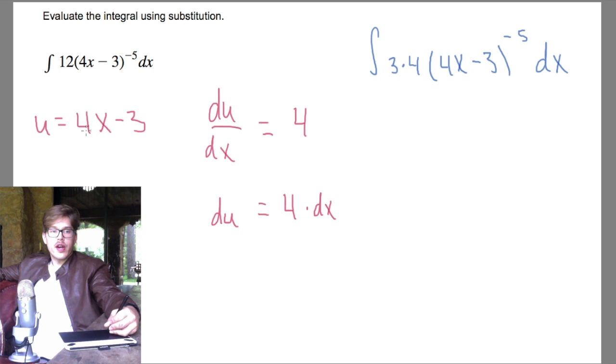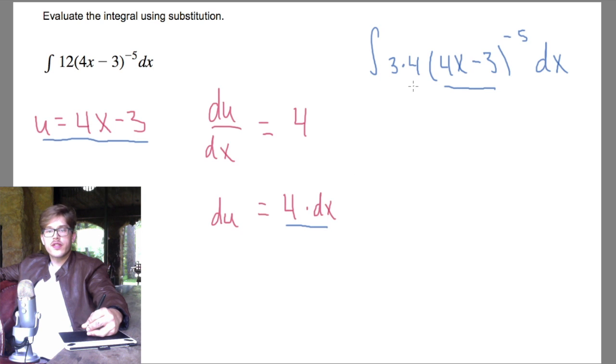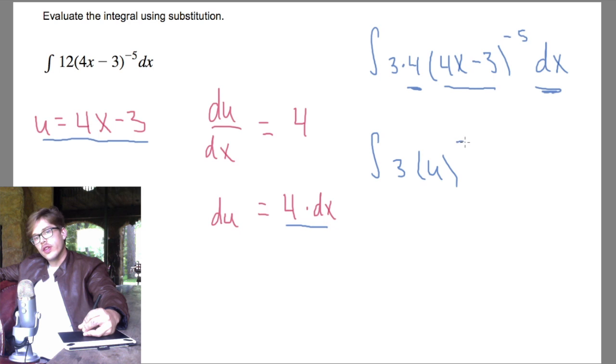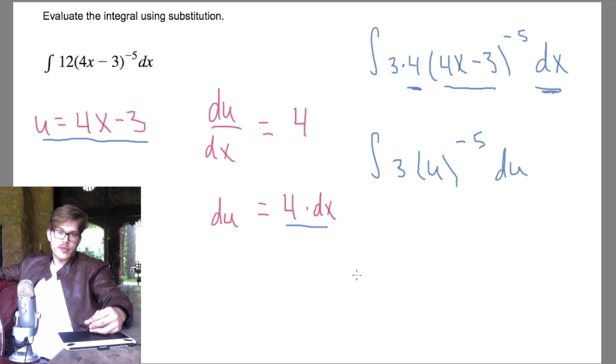So what do we have? We have our u is our 4x minus 3. And then our du is a 4 times a dx. So we have a 4 and we have our dx. So what are we left with? We're left with 3 times u to the negative 5 du. Now we can solve this integral.